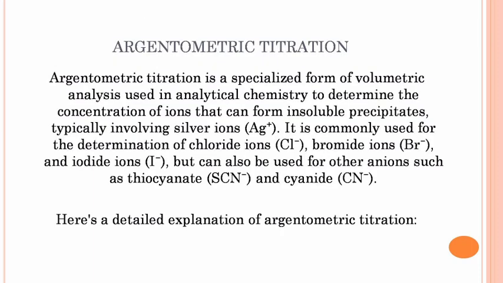Third is Argentometric titration. Argentometric titration is a specialized form of volumetric analysis used in analytical chemistry to determine the concentration of ions that can form insoluble precipitates, typically involving silver ions, Ag+. It is commonly used for the determination of chloride ions, Cl-, bromide ions, Br-, and iodide ions, I-, but can also be used for other anions such as thiocyanate, SCN-, and cyanide, CN-. Here's a detailed explanation of argentometric titration.